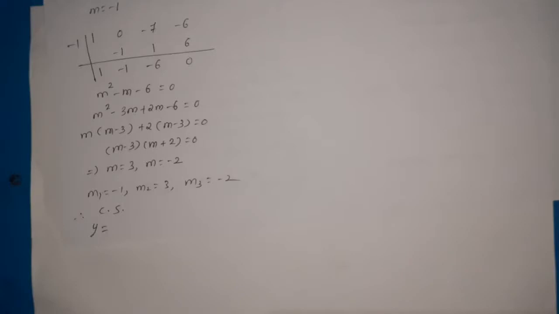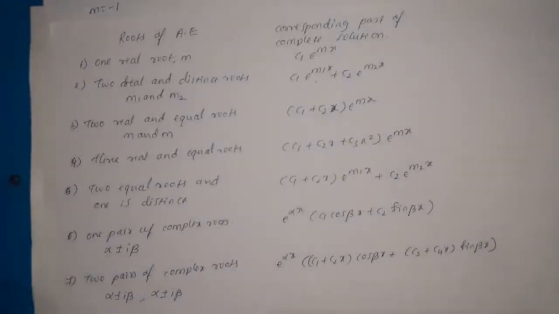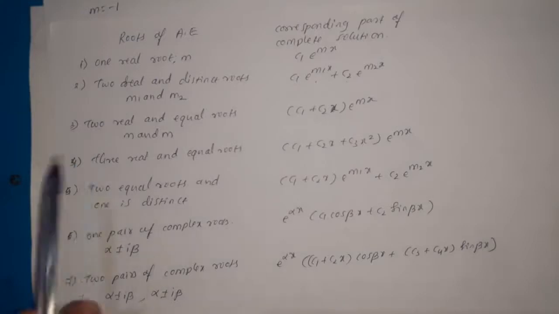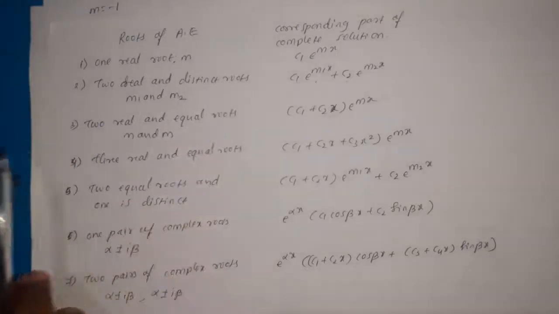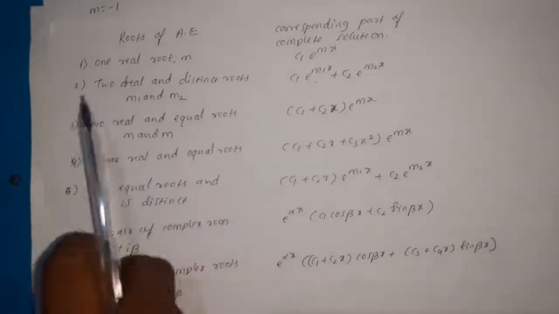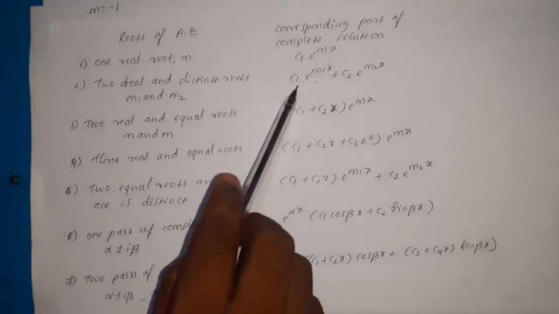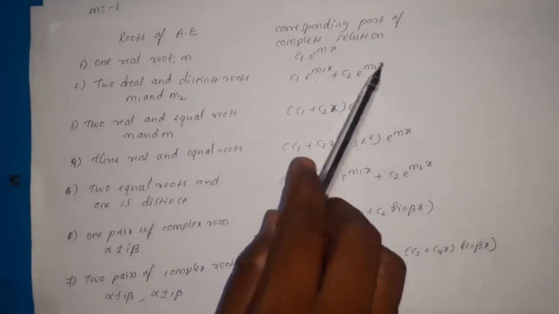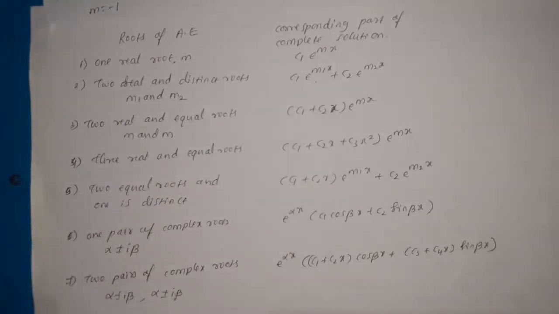So in the previous class we have written the complementary function depending on the nature of the roots. Now 3 real and distinct roots. Here we have 2 real and distinct roots, for that c1 e power m1x plus c2 e power m2x. So similarly if there are 3 distinct roots, then the complementary function will be c1 e power m1x, c2 e power m2x and c3 e power m3x.